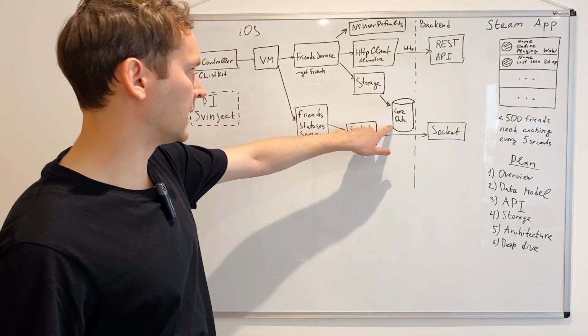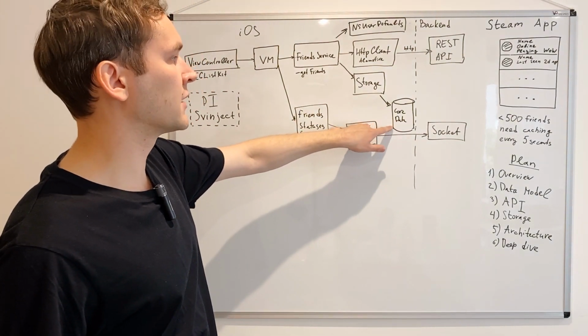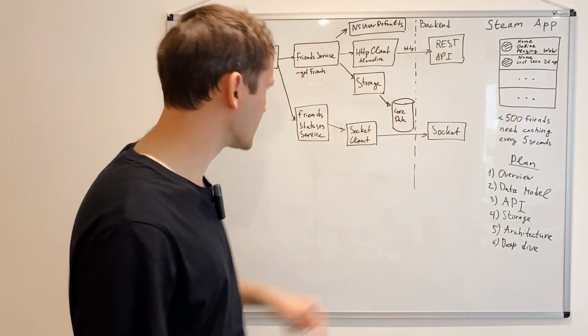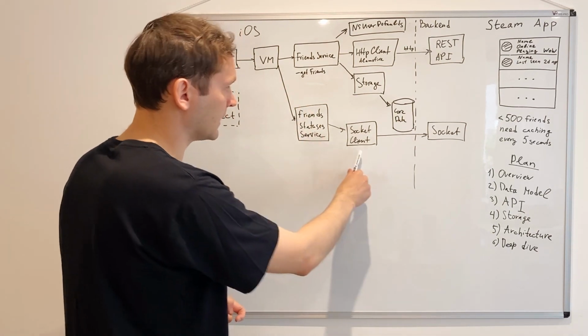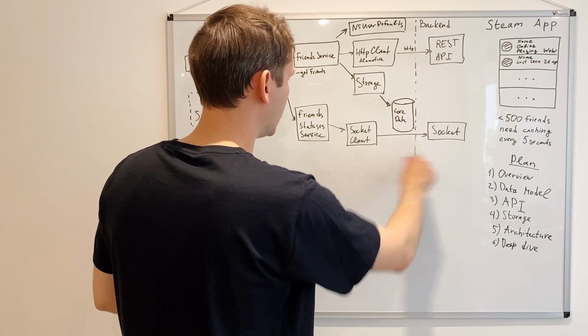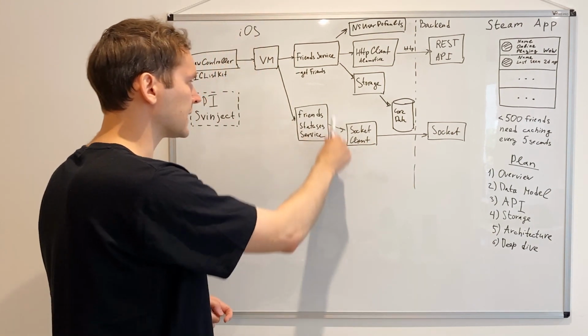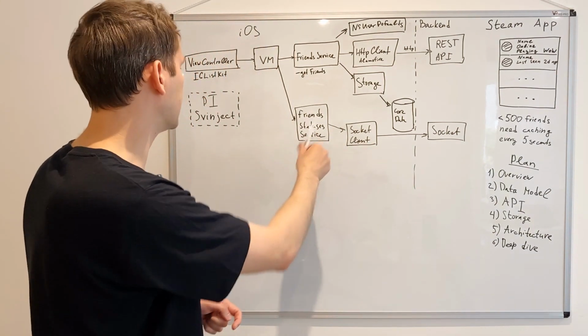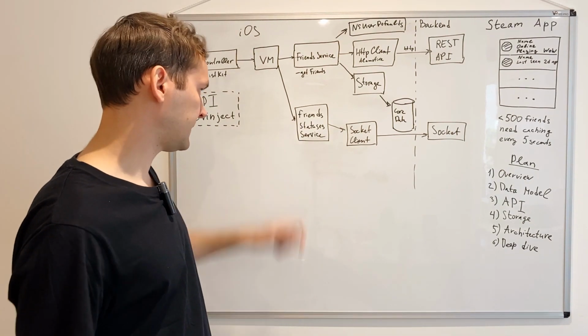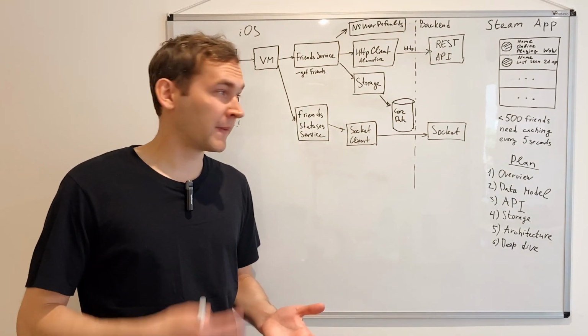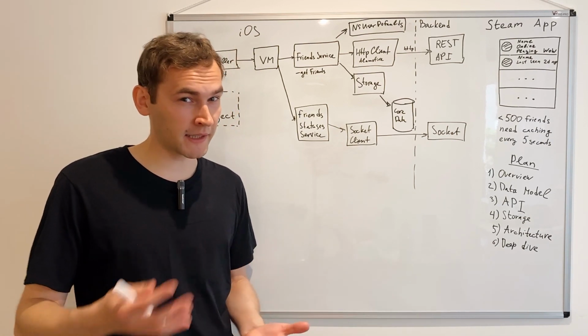And storage, Core Data for storing our friends objects. And here we just have a status service and a socket client that would be getting updates and holding the data for the last statuses updates. Okay, cool. So that's our overview of the architecture.